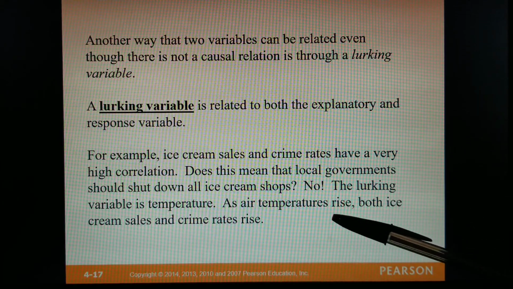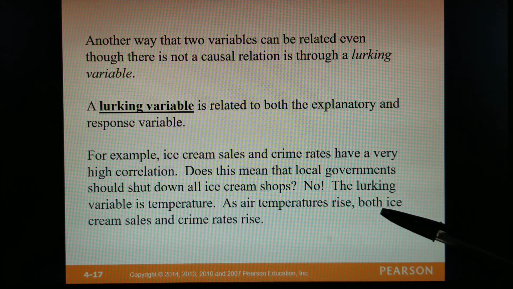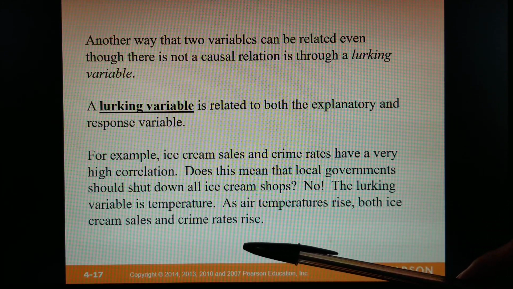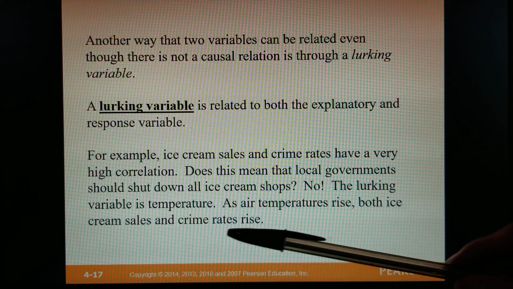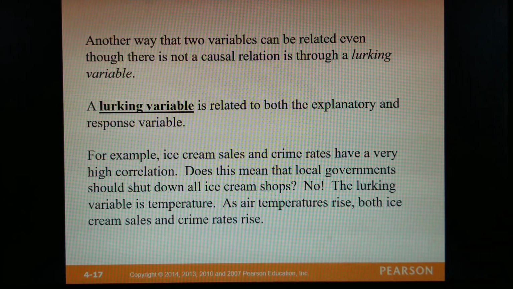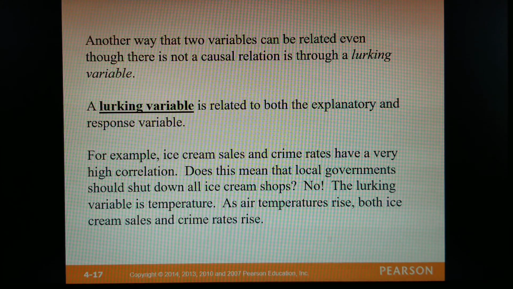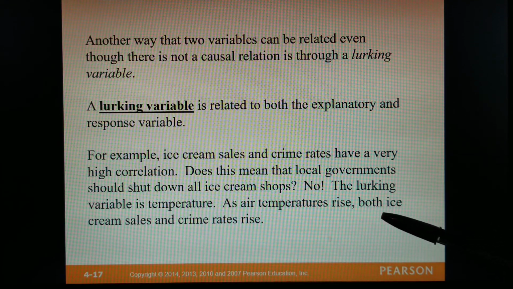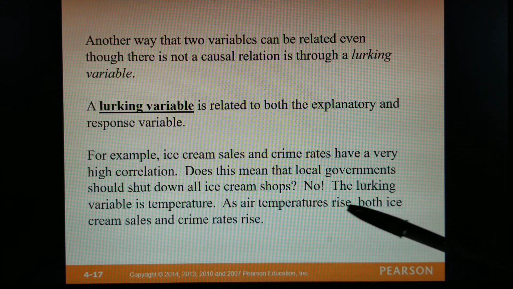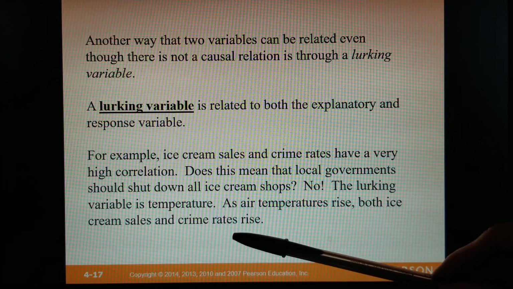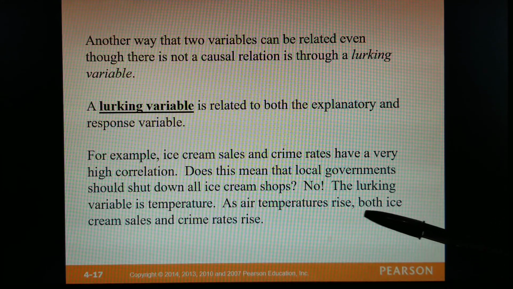See, as the air temperatures rise, the ice cream sales increase, and so do the crime rates. If the temperatures are increasing, crime rates increase because people are usually a little more irritable. They're a little less patient, and they're apt to do more crimes. Well, and if the temperature is hotter, we're also apt to buy more ice cream. So we can't say that ice cream causes the higher crime rate, but we could say that there is definitely a relationship between the two.